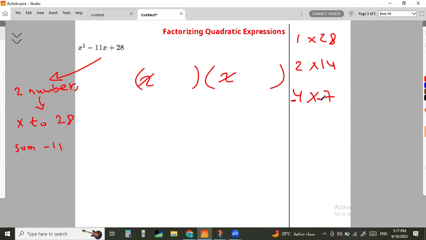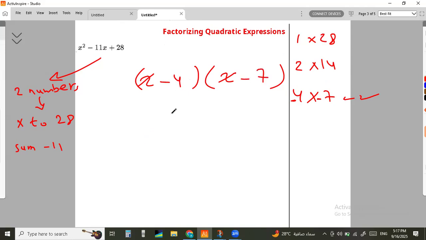Okay, don't change the sign of one of them only. Why? Because I want them both to multiply to 28. So negative 4 times negative 7, they multiply to positive 28. Yes. Negative 4 and negative 7, they add up to negative 11. Yes. So thank you, mister. So it is x minus 4, x minus 7.